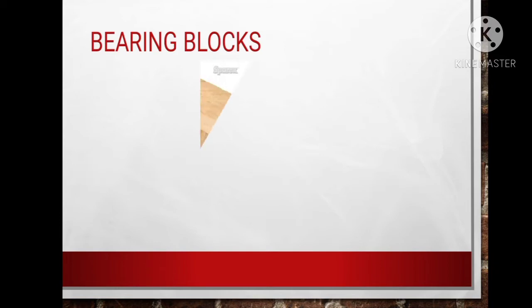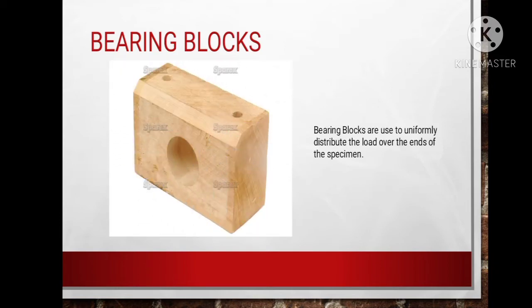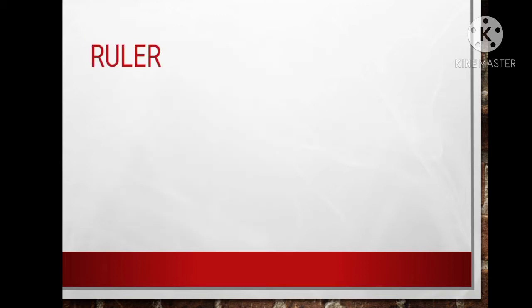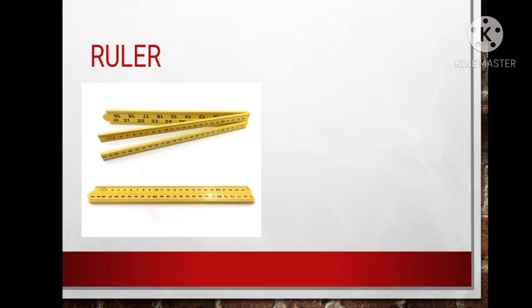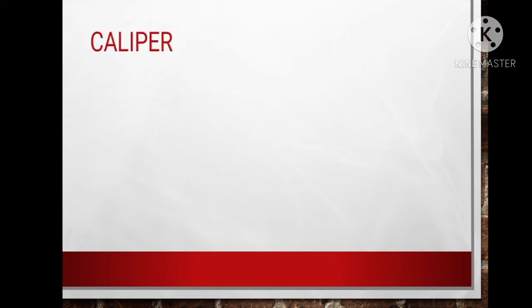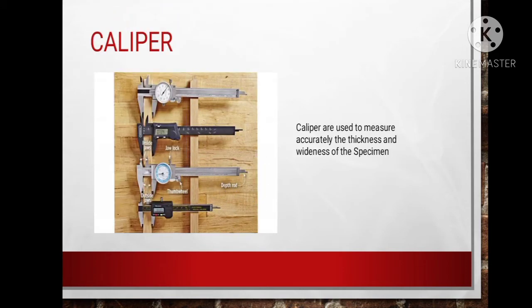The bearing blocks are used to uniformly distribute the load over the ends of the specimen. Usually, bearing blocks are rectangular with a plain bar or a circular plain bar. Ruler. Rulers are used to measure the length of the specimen. Caliper. Calipers are used to accurately measure the thickness and width of the specimen.